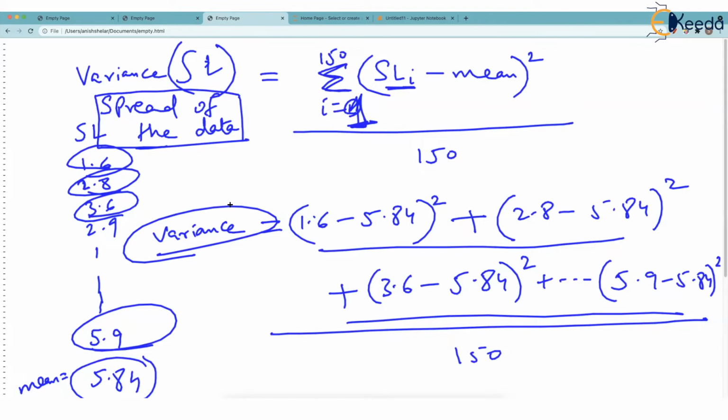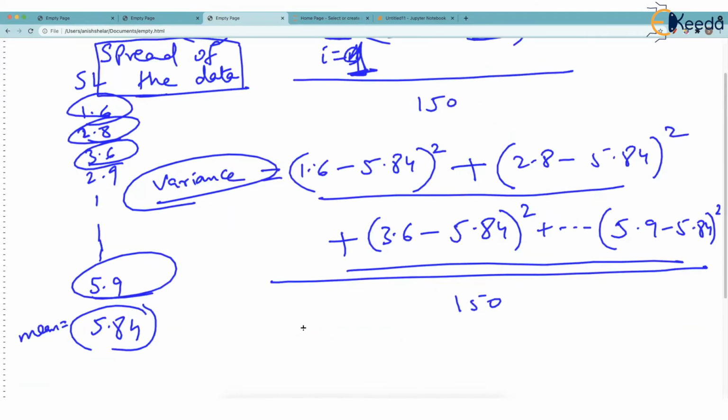How widely spread is the data? How widely spread is the data across mean? Across mean. Oh, no, it's quite becoming something difficult. Okay, now just check what I am talking about.